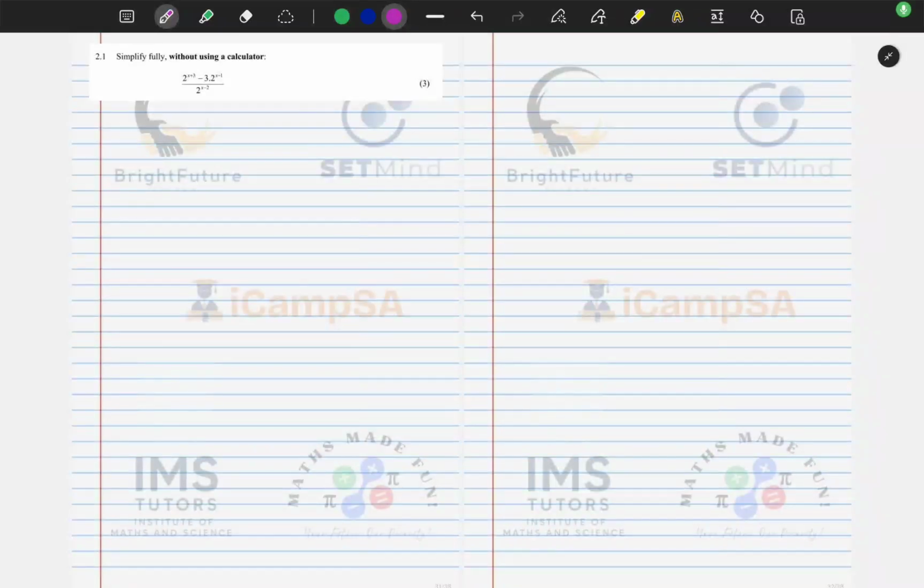Now let's look at question 4 of the compiled questions that you were given by iCampSA. I think, if I'm not mistaken, it's a Northwest paper, but please kindly confirm and check. The questions were listed in that order, so this is question 4, even though you can see it's written 2.1. It's question 4 on the list of compiled questions for exponents and surds.